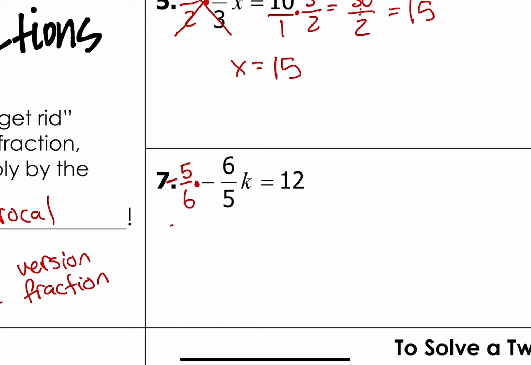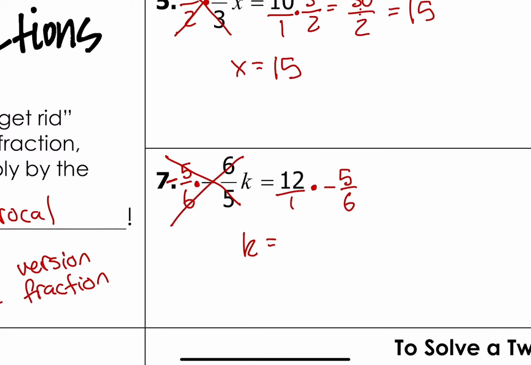Alrighty, so we got a 1 here and a 1 here, so that's going to leave us with a 1k, but we don't need to write that 1. That's going to equal 12, but remember, 12 times negative 5 over 6. Because whatever you do to one side, you have to do to the other side. So let's just do like we did before. We're going to put this 12 over 1. And then multiply straight across.